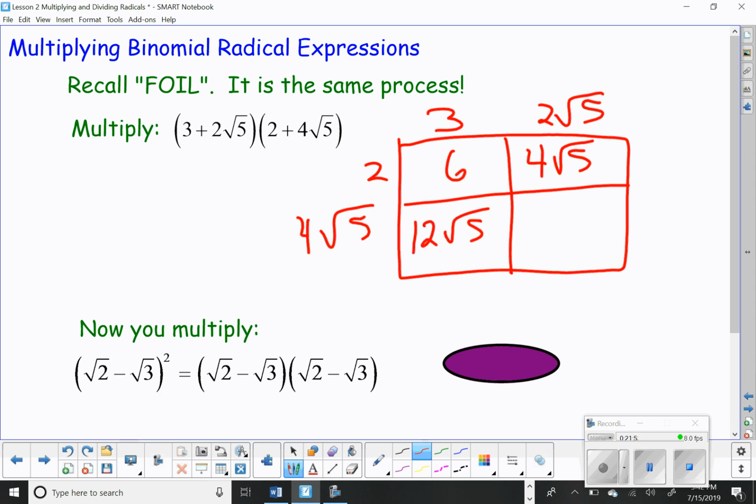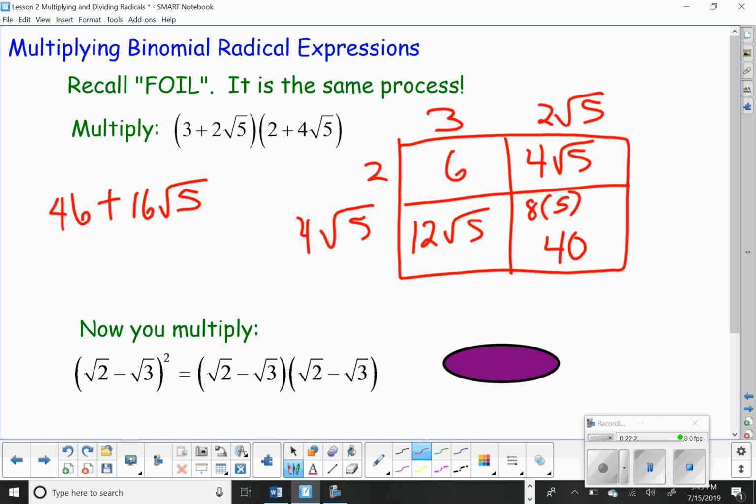3 times, if I've got 3 of these guys, then that means I have 12 root 5. Here I'm going to have 4 times 2 is 8. Square root of 5 times square root of 5 is 5. So I wind up with 40. Now I add everything inside and I get 6 plus 40 is 46 plus 12 plus 4 is 16 root 5.